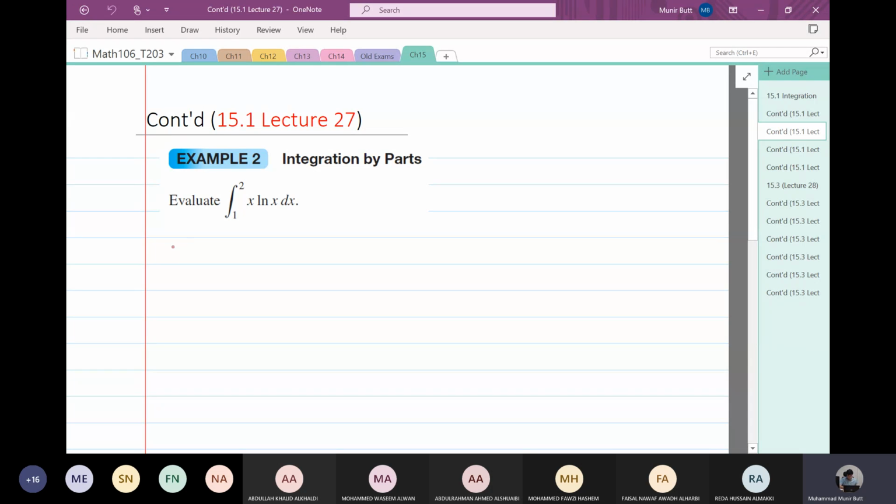So what is the idea here? That you will select u as x, of course, because its derivative is easy, and dv as ln of x because its integration is ln of x. Agree? Agree. No, I don't agree.